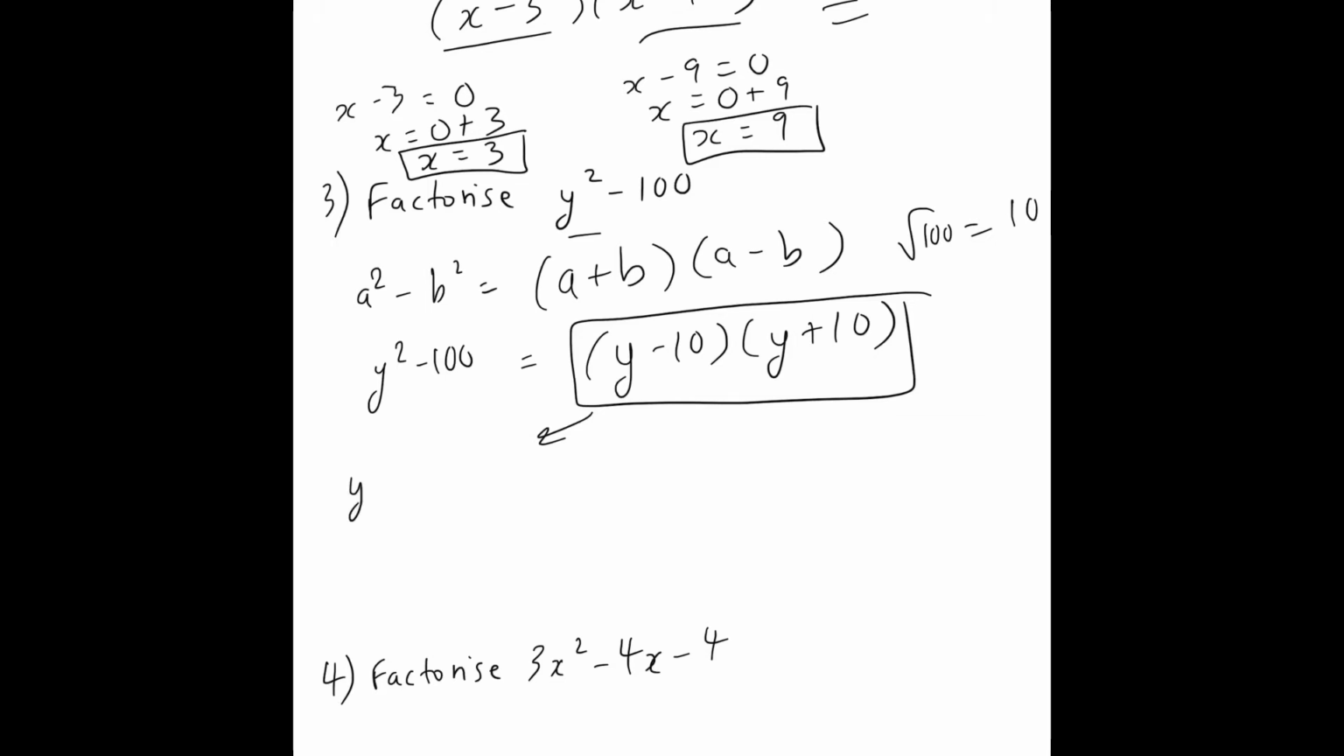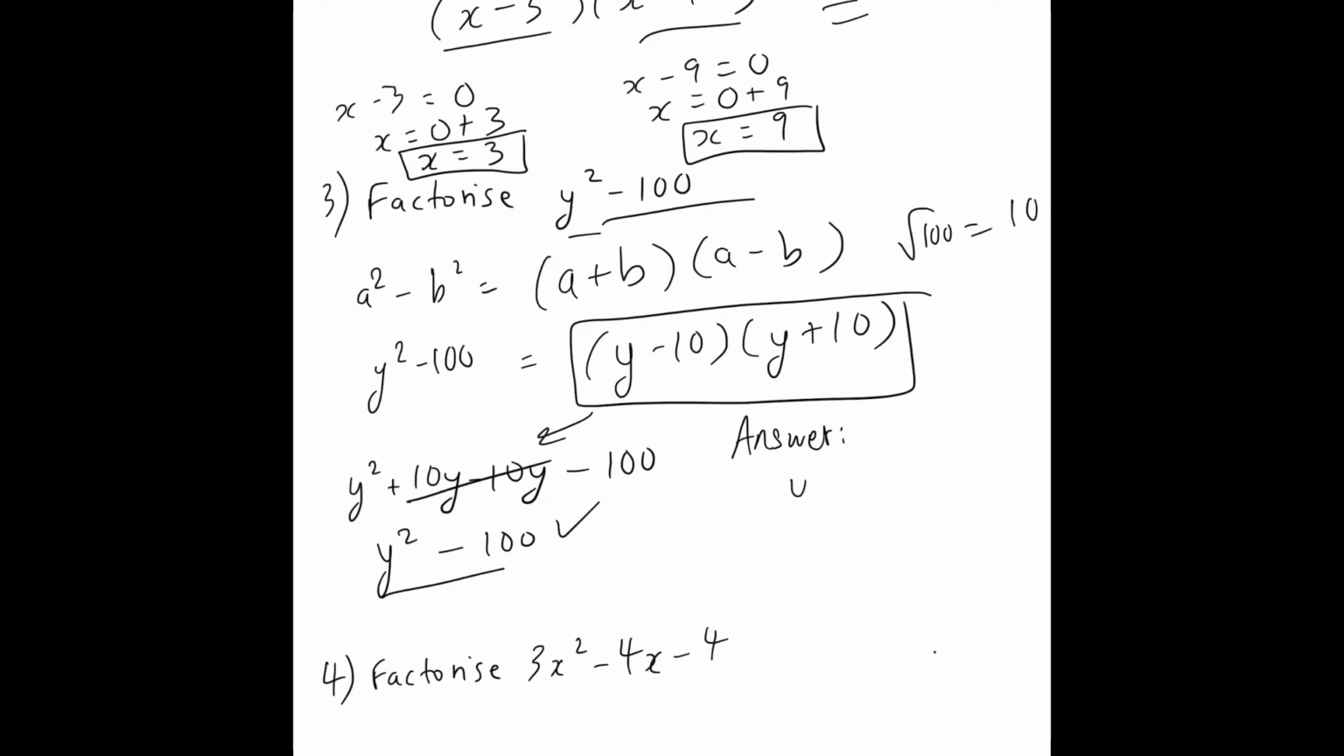So you have y times y is y squared, plus 10y minus 10y, minus 10 times 10 is 100. This cancels off each other and you get y squared minus 100. So they are both equivalent to each other. That means this factorizing answer is correct. So the answer is y minus 10, all in brackets, y plus 10. Okay, that should be simple.